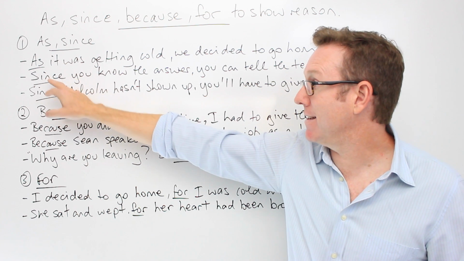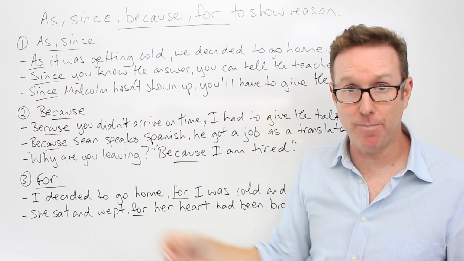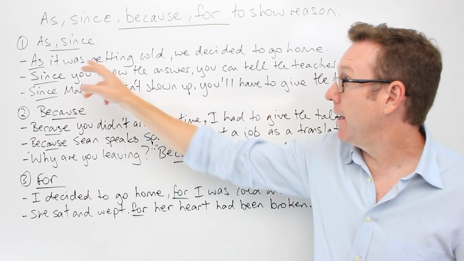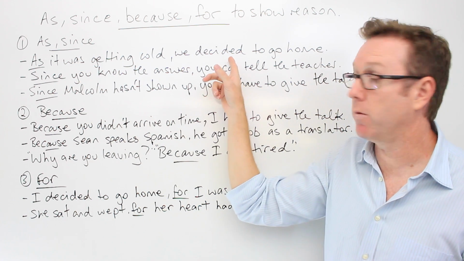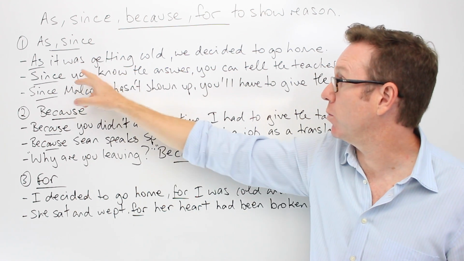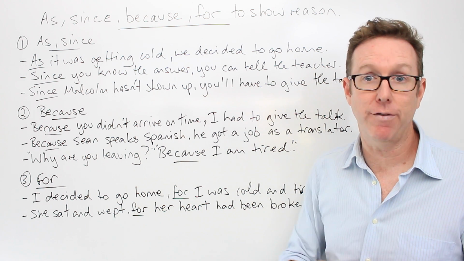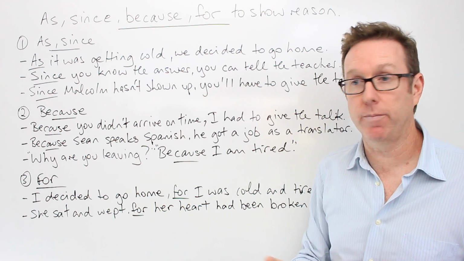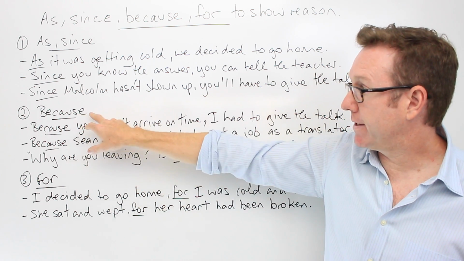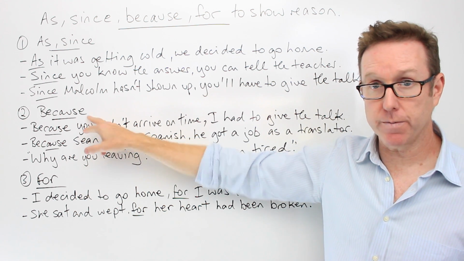So we're using as and since here in order to show reason. Here's the reason clause. Here is the result clause. So as it was getting cold, we decided to go home. The result of it getting cold, okay?